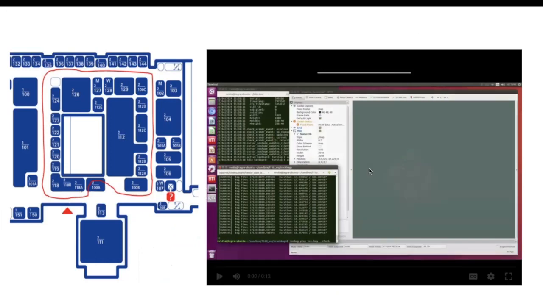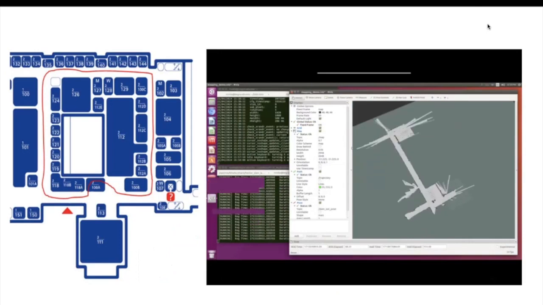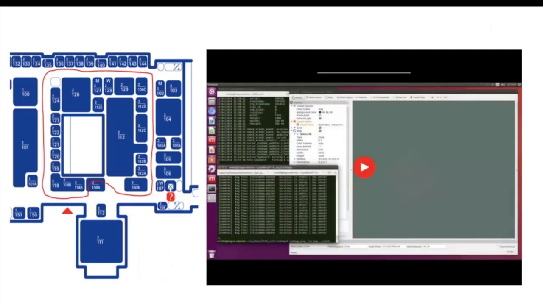So this video right here shows the real-time visualization of us generating a map. On the left, you can see the blueprints of Lee Hall. That's the location where we test. And on the right side, you'll see the actual generated track from Hector SLAM. And that video is, of course, sped up.